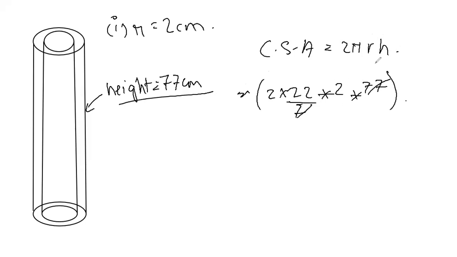So 7 ones are 7, 7 11s are 77, and 2 into 2 is 4. We'll go by the simple calculation. So 2 into 2 is 4, 22 into 4 is 88, 88 into 11 is equal to 968. Great. 968 is the curved surface area.